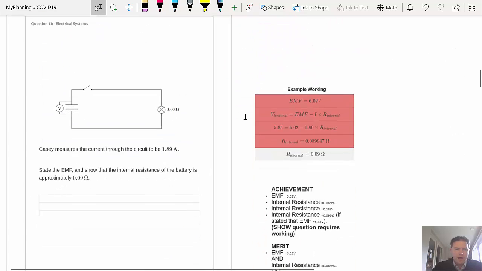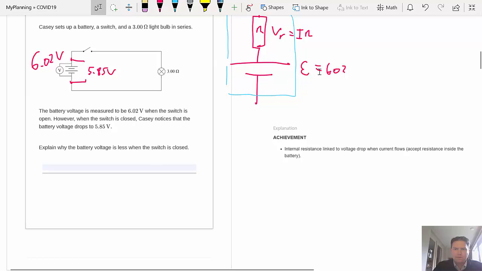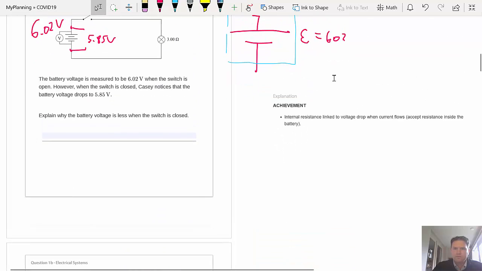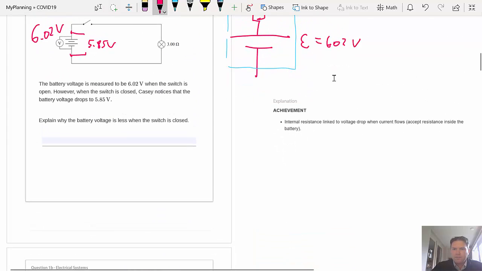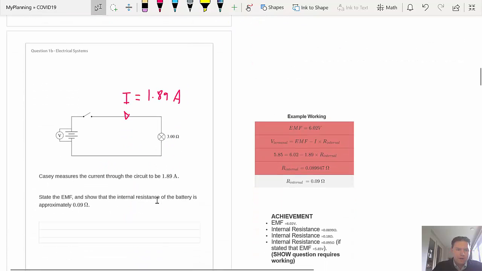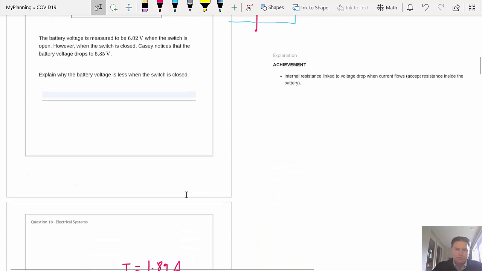Cassie measures the current through the circuit to be 1.89 amps. State the EMF. We've already stated the EMF above, so the EMF is 6.02 volts. So that's part 1. Part 2: show the internal resistance is approximately 0.09.